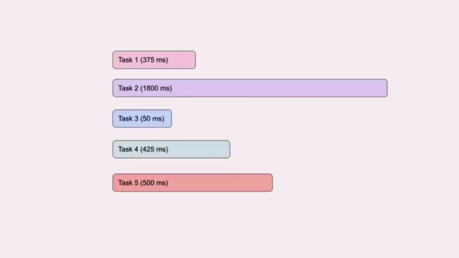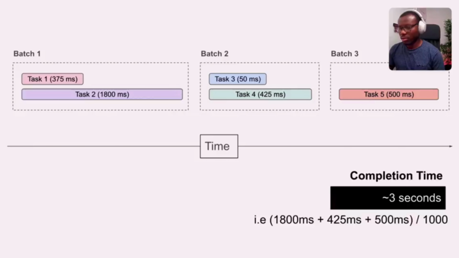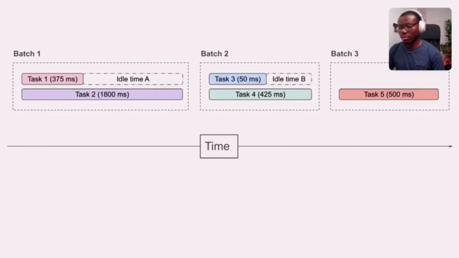As an illustration, let's imagine that these are the 5 tasks that we need to run, including their durations, which are randomly generated. You can see that so far, this is how we are executing the tasks. They run in batches, and the next batch doesn't get to begin until the previous batch is done. To complete the 5 tasks, it's taking us 3 seconds.